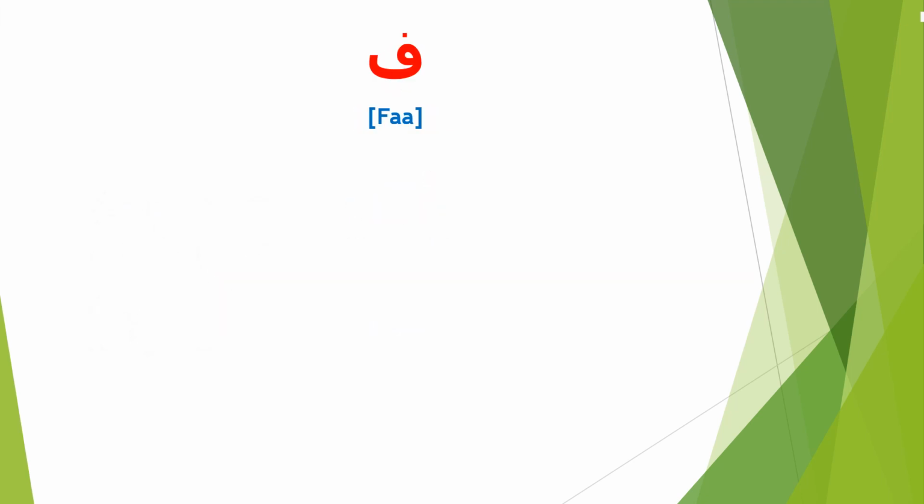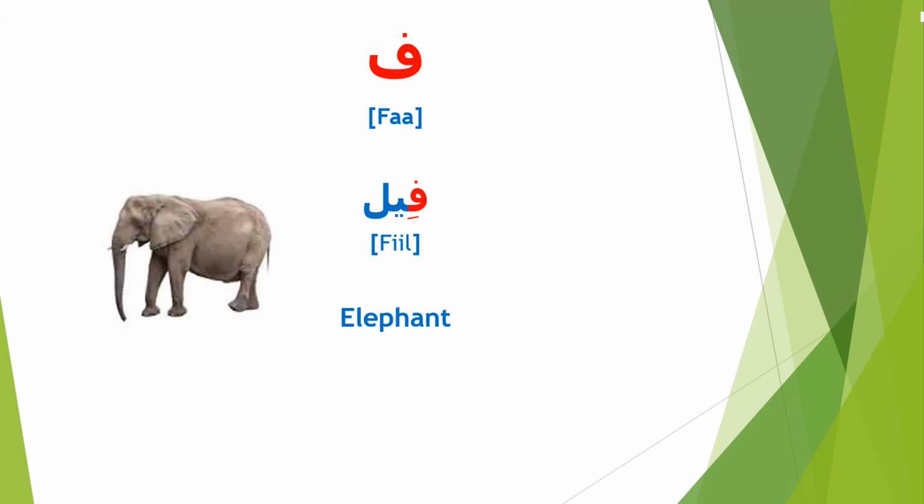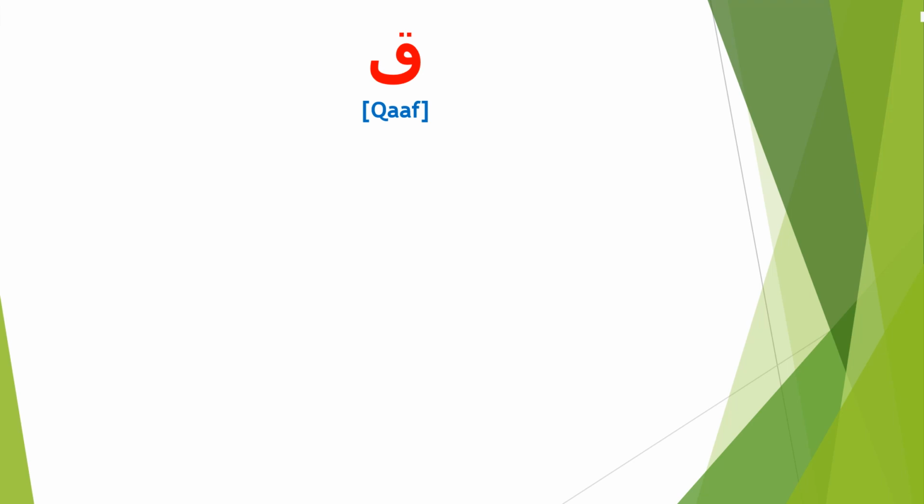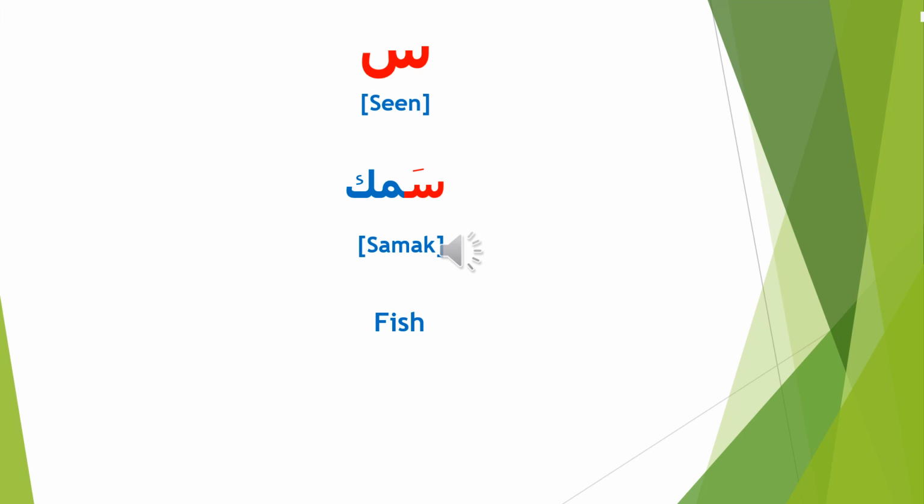Fa. Example. Feel. Elephant. Qaf. Example. Qird. Monkey. Sin. Example. Samak. Fish. Sheen. Example. Shajara. Tree.